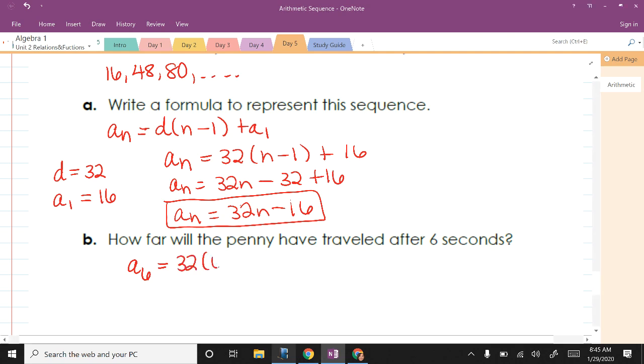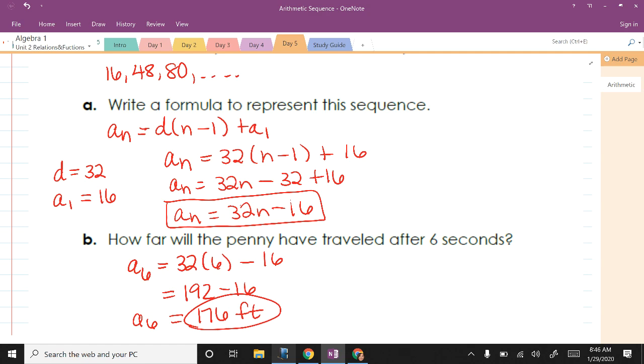So 32 times 6 minus 16. What's 32 times 6? Y'all can help me. Y'all have calculators. It's how much? 192 minus 16 is what? 176. 176 what? It says how far has it traveled? Feet. So after 6 seconds, it's traveled 176 feet. So y'all see kind of how the word problems will go on that? They'll probably break it up, ask you to find a formula, and then find it after whatever.